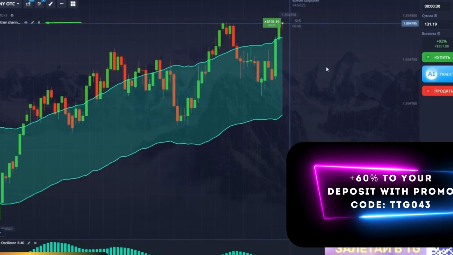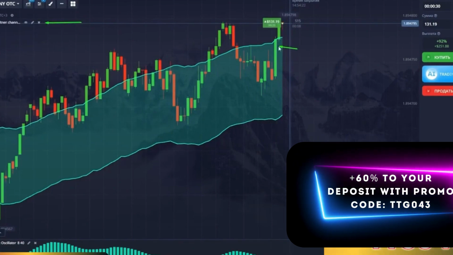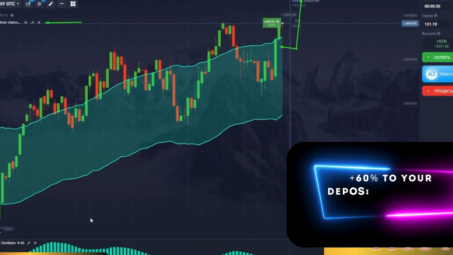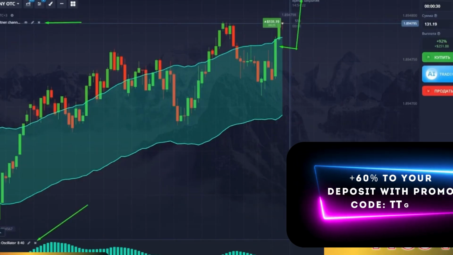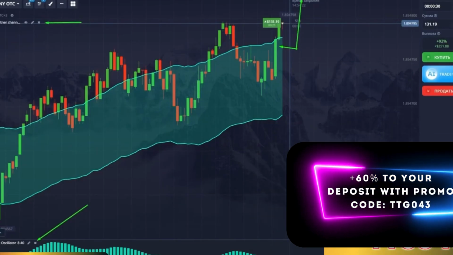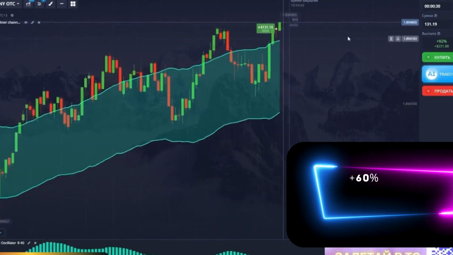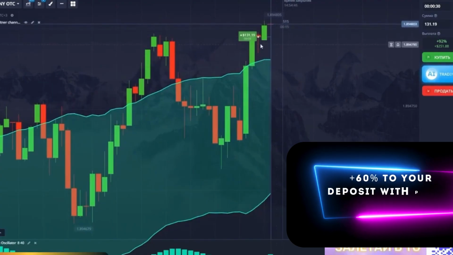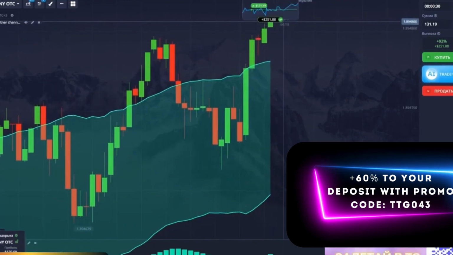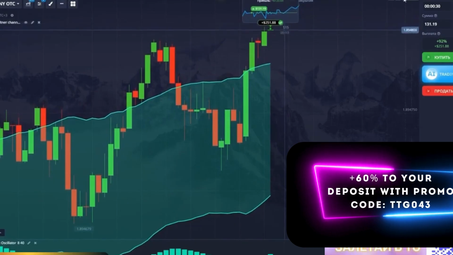Keltner channel indicator. The price is moving out of the zone upwards. That means we open a buy trade. The second indicator is the Awesome Oscillator. Here, the histogram is above the zero mark. So we see this and open a buy trade. The final 5, 4, 3, 2, 1, 0, and the trade closes in profit. Super. The account balance is already $251.88.